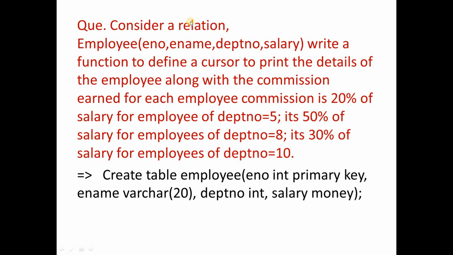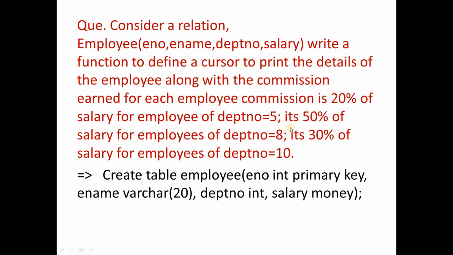Here is the question. Consider a relation, or table, named employee, having fields employee number, employee name, department number, and salary. We have to write a function that defines a cursor to print the details of each employee along with the commission earned. In that function, we define a cursor to print the employee details along with their commission as per their salary. The commission amounts are given here.